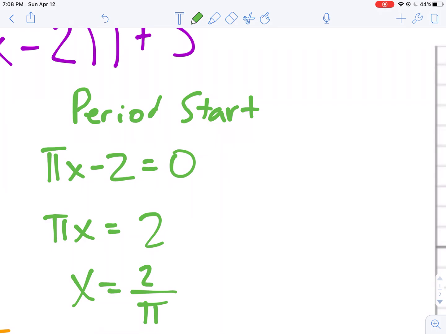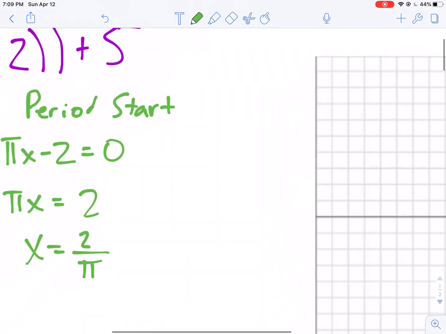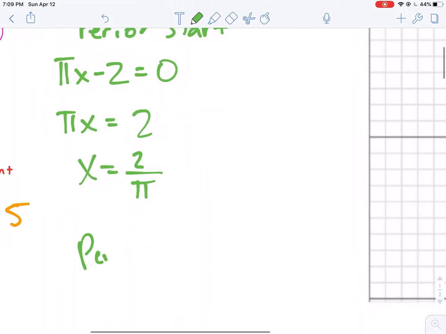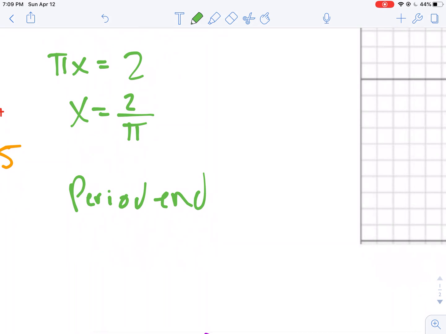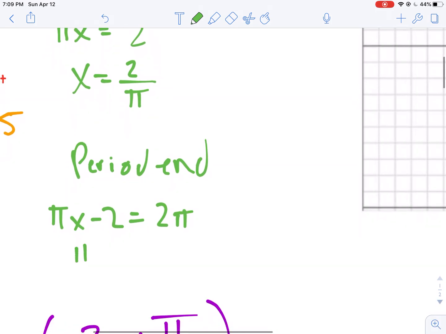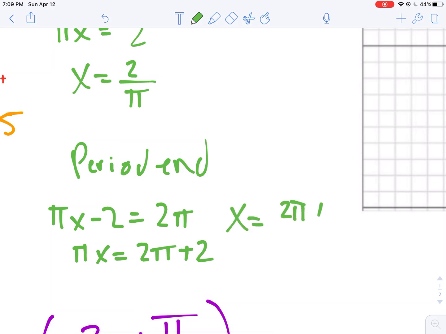And then here, your period will end. This is going to be pi x minus 2 is equal to 2 pi. So pi x is equal to 2 pi plus 2, and then x will be equal to 2 pi plus 2 over pi. And where does that even begin to go? Well, we'll start working that out. It's not the prettiest.